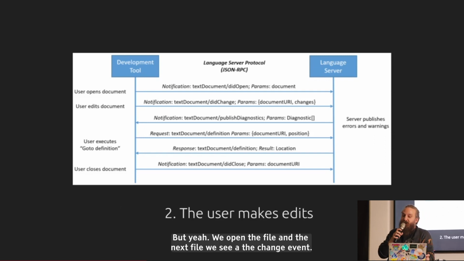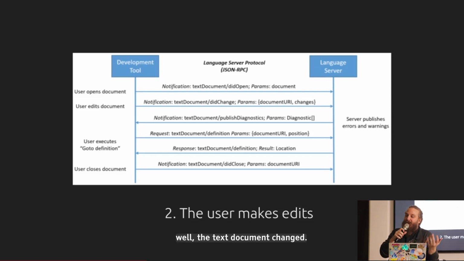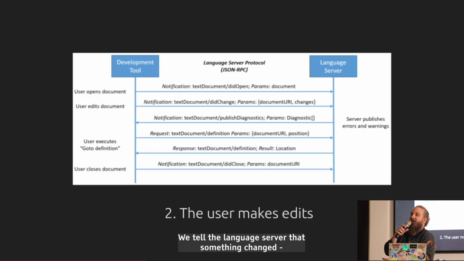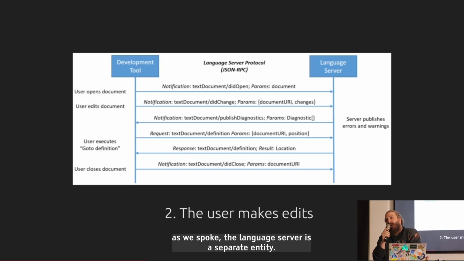On the next line, we see a did change event. Anybody here with any knowledge of how text editors work knows that did change means the text document changed. We tell the language server that something changed. And why do we have to do this? Because we have the client here. We changed the code and it shows on our client that it's changed. But as we said, the language server is a separate entity. We have to tell the separate entity also that something changed.